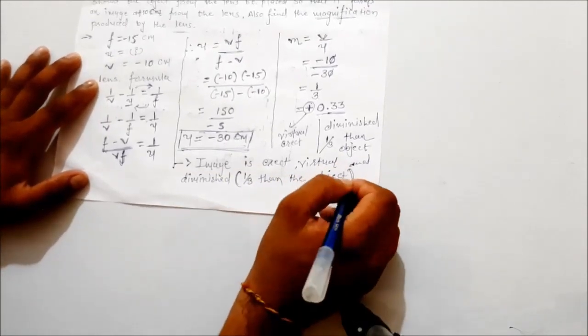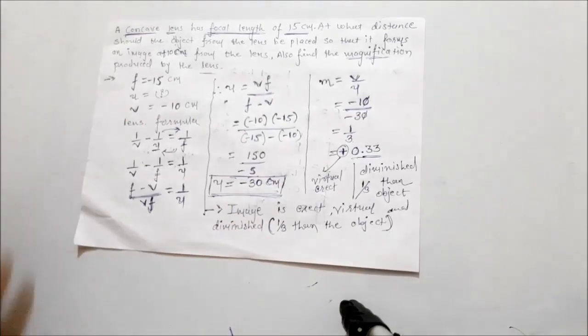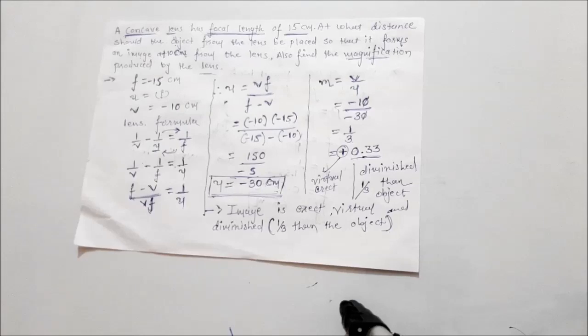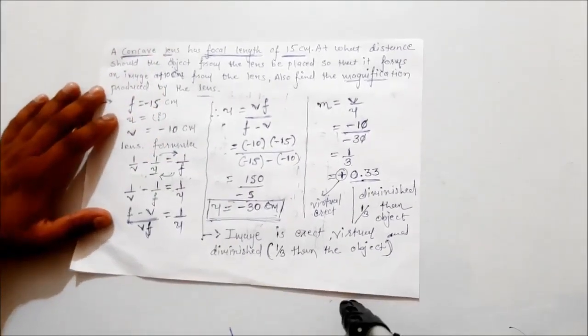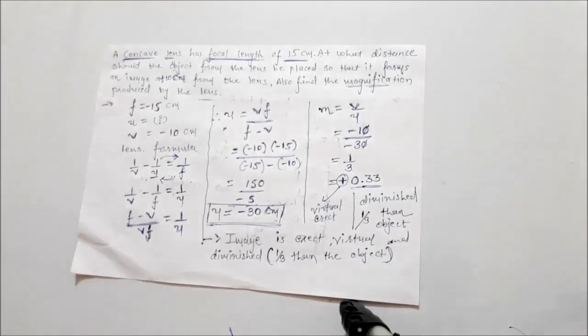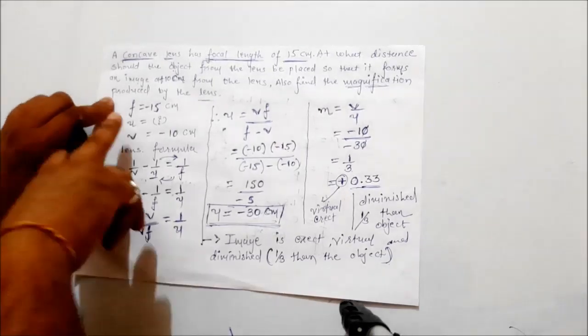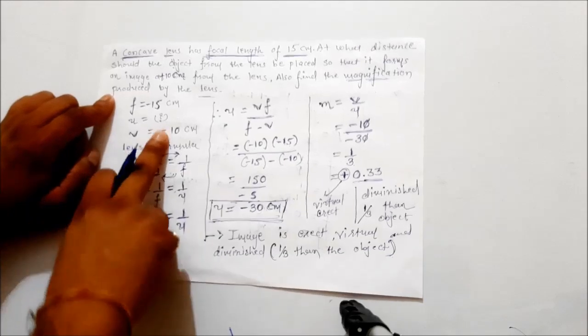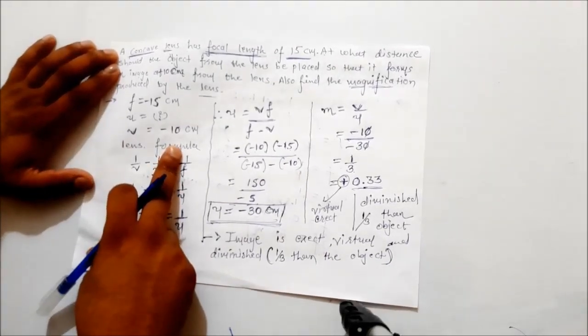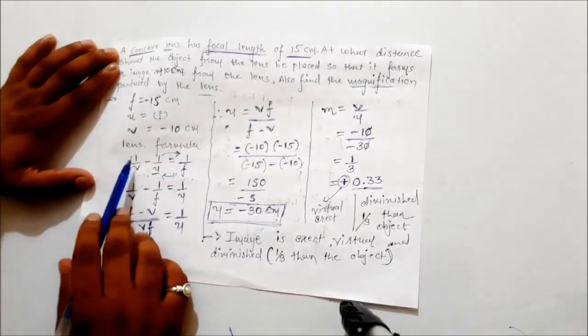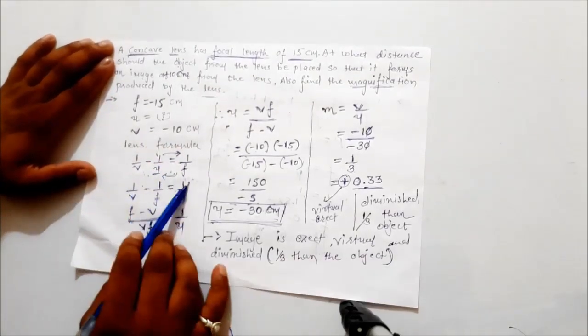Okay, so understand it again. We have been given the focal length, 15 centimeter for a concave lens, so we are taking it as negative according to sign convention. At what distance the object from the lens must be placed, we don't know the object distance, so u we have to find. V is 10 centimeter, where we get the image. So by using the lens formula, 1 upon v minus 1 upon u is equal to 1 upon f.